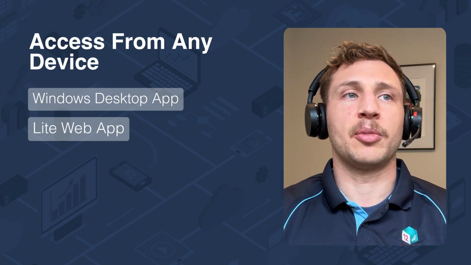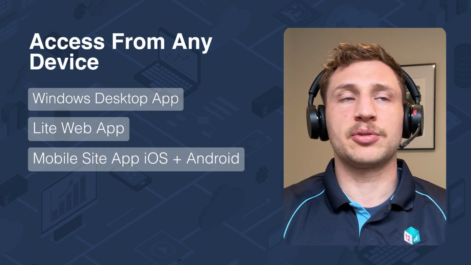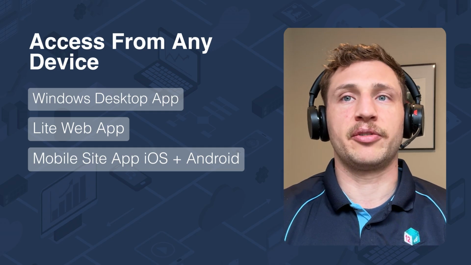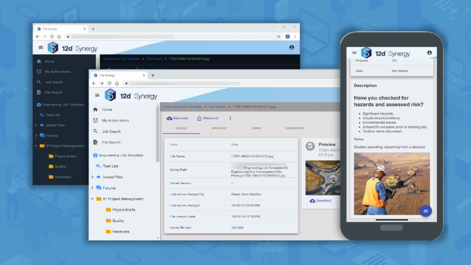We also have a mobile site app for iOS and Android that allows you to access information out on site easily via your phone, so looking at things like drawings or reports, or you might be filling in forms or uploading site photos. In 12D Synergy, we store information in jobs.